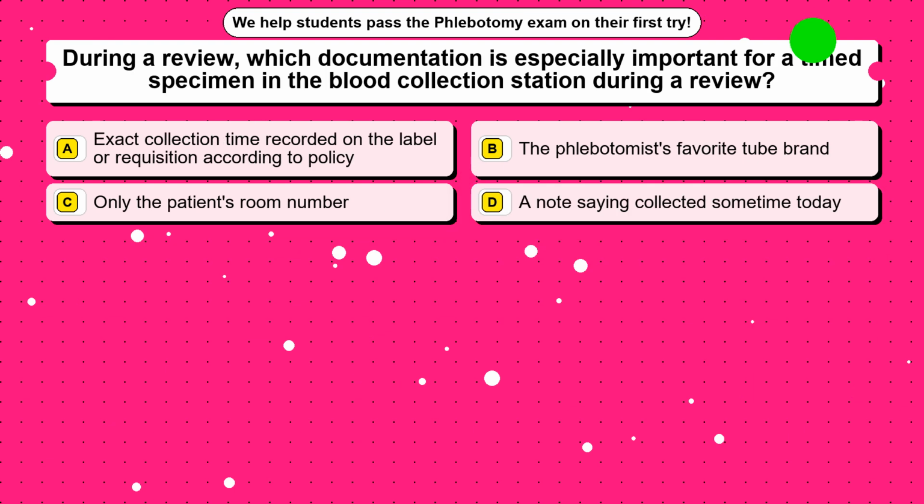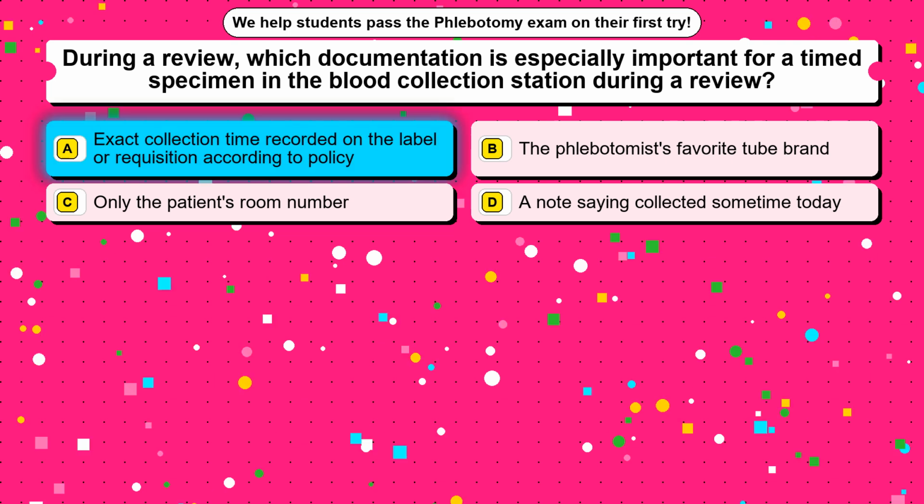Question 39. During a review, which documentation is especially important for a timed specimen in the blood collection station during a review? Option A. Exact collection time recorded on the label or requisition according to policy. Option B. The phlebotomist's favorite tube brand. Option C. Only the patient's room number. Option D. A note saying collected sometime today.